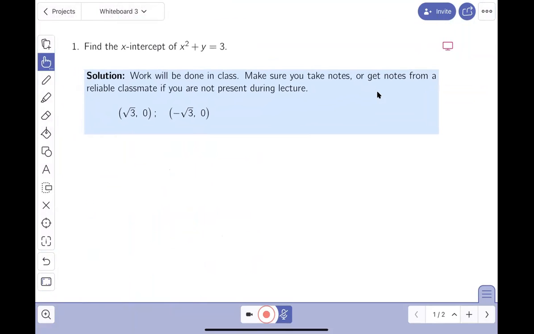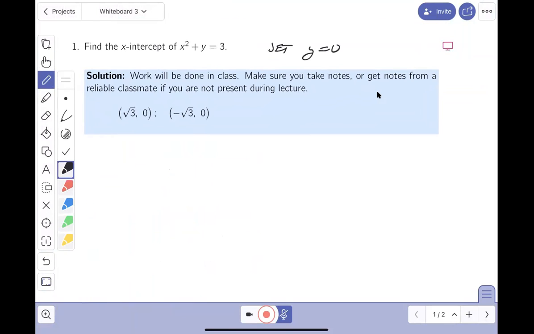It says find the x-intercept. Now, let's say you have no comprehension of what x-intercept is. You'd have to go back and read the notes again. But I hope you understand what x-intercept means. It means the point where it crosses the x-axis. And when does that happen? That happens when y is 0. So the only thing you have to do here is set y to be 0.